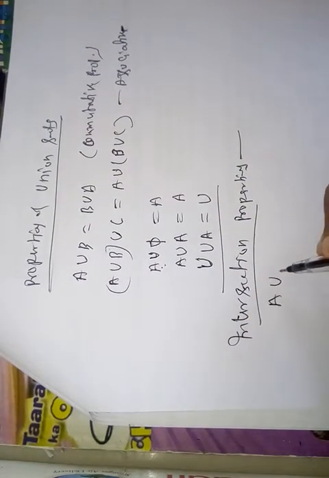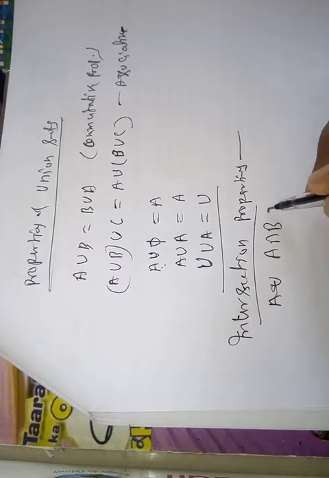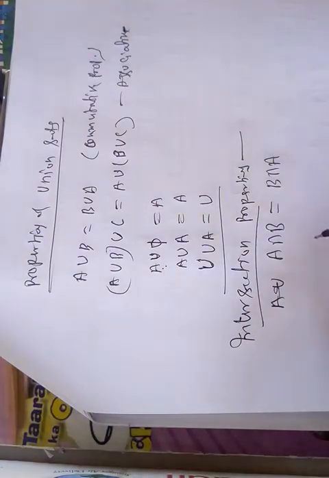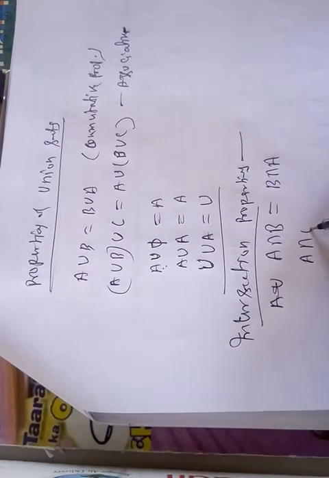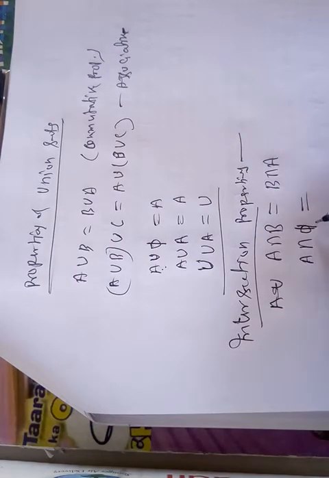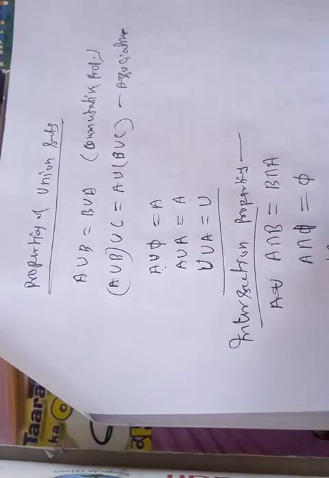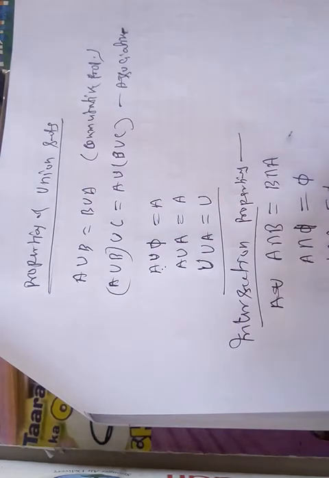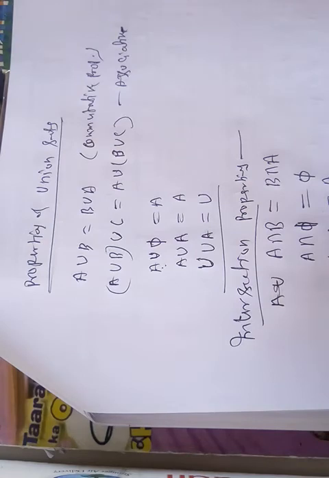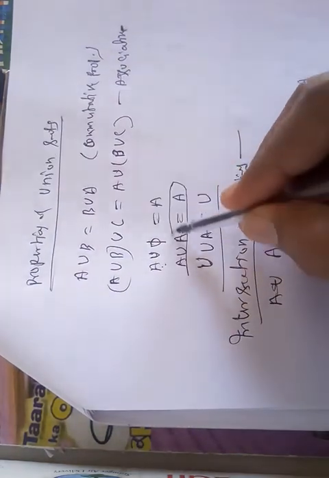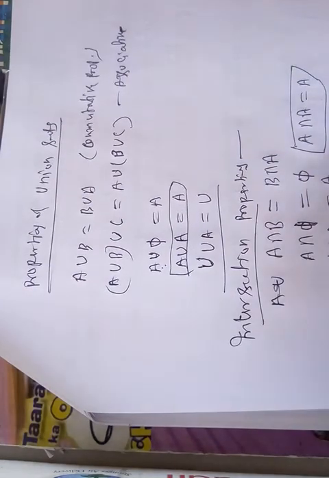Intersection properties: A intersection B is equal to B intersection A, so they are equal. A intersection phi equals phi. And union-intersection: A intersection A equals A, and A union A is also A.